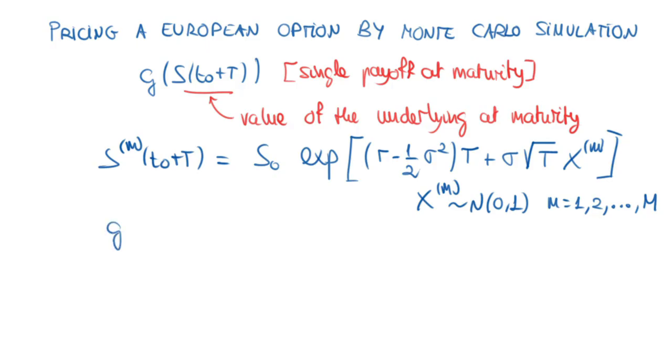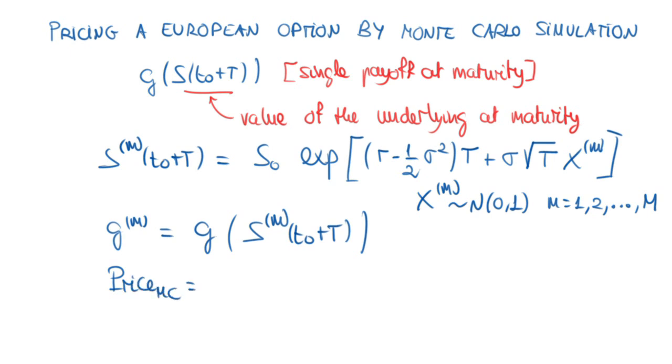Then, for each of the trajectories, we are going to compute the payoff, evaluating the function g at the value of the underlying asset simulated at maturity. The Monte Carlo estimate of the price of the option, again, is the discount factor times the average over the simulated trajectories of the corresponding payoffs.